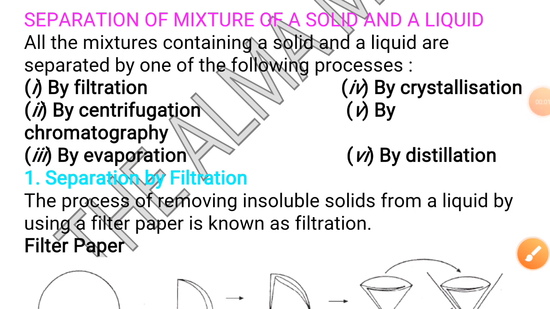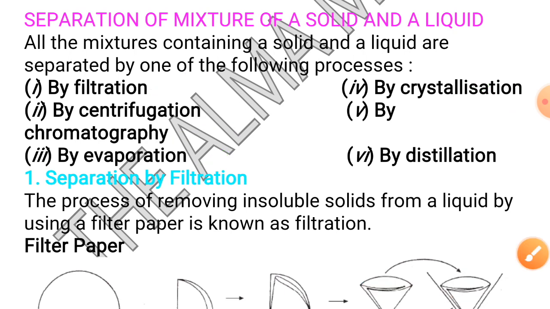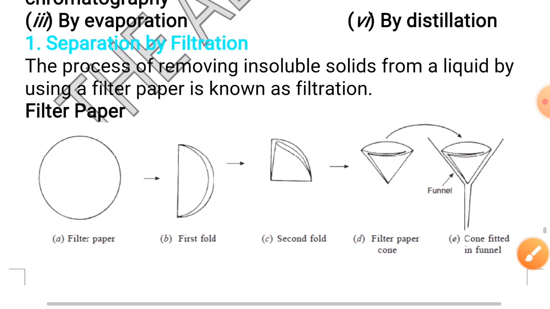Students, in last class we studied how to separate two solids, and today we are studying separation of a mixture of a solid and a liquid. All mixtures containing a solid and a liquid are separated by one of the discussed processes here. So they are your filtration, centrifugation, evaporation, crystallization, chromatography, or by the process of distillation. So we will understand the basic principle of these techniques one by one.